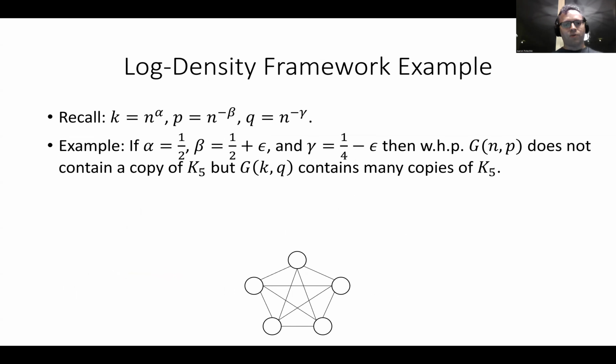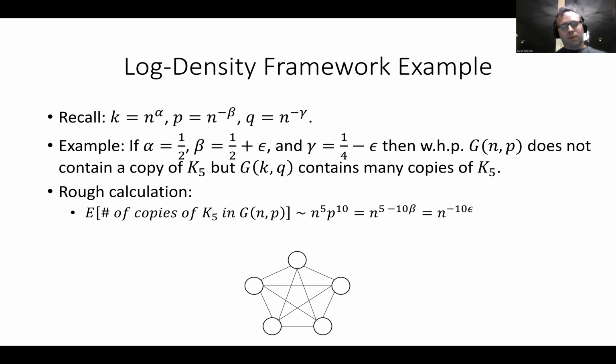For example, if alpha is 1/2, beta is 1/2 plus epsilon, and gamma is 1/4 minus epsilon, then with high probability, G(n,p) does not contain a copy of K5, but G(k,q) contains many copies of K5. So here's a rough calculation showing this. We look at the expected number of copies of K5 in G(n,p). There are on the order of n to the 5th possible sets of 5 vertices. For each set of 5 vertices, the probability that it is a K5 is p to the 10th. So we get n to the 5 minus 10 beta, which is n to the minus 10 epsilon.